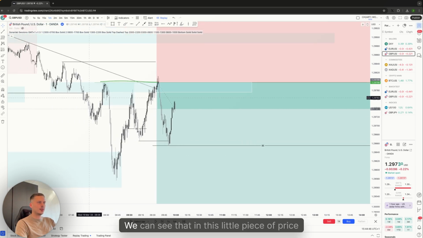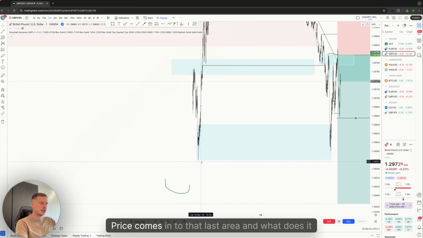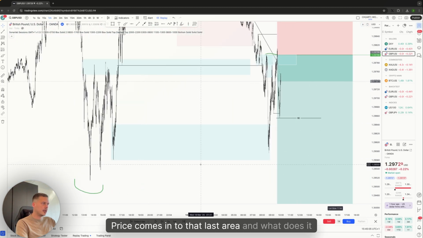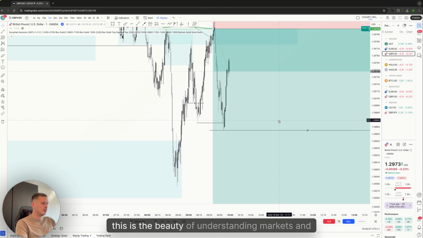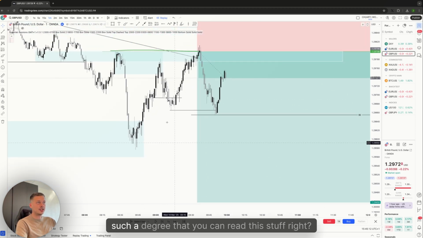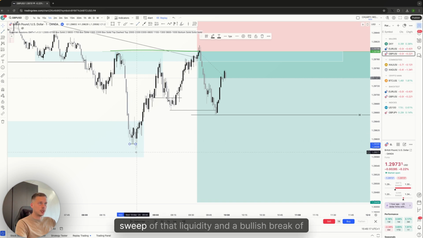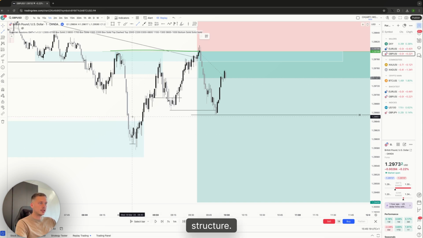So interesting, we can see that in this little piece of price action, sellers getting induced. So smart money traders, resistance traders, trendline traders. Three types of traders that are getting induced. Buyers are getting induced as well, because what do we see, right? Price comes in to that lost area, and what does it do? Well, this is the beauty of understanding markets and price action to such a degree that you can read this stuff, right? We do have a buildup of liquidity, sweep of that liquidity, and a bullish break of structure.